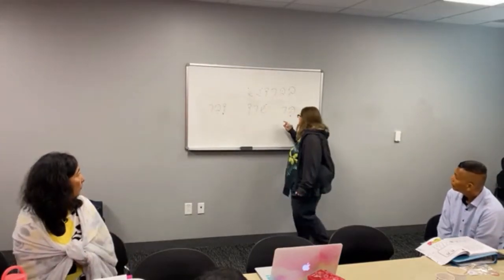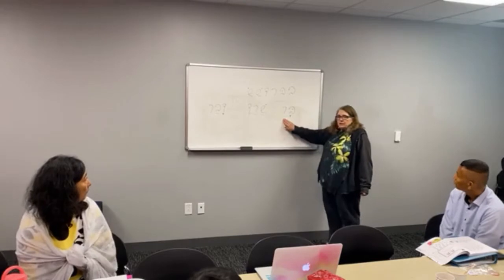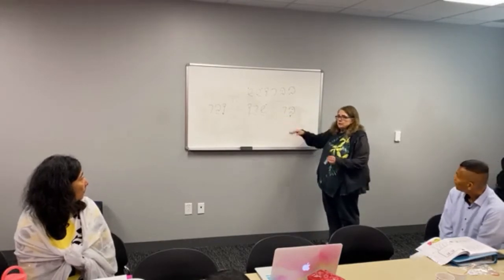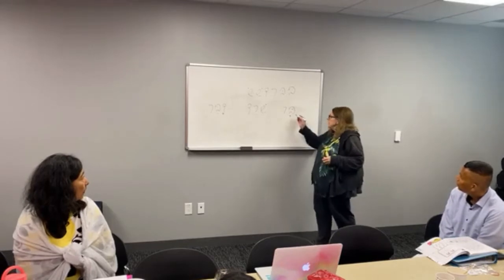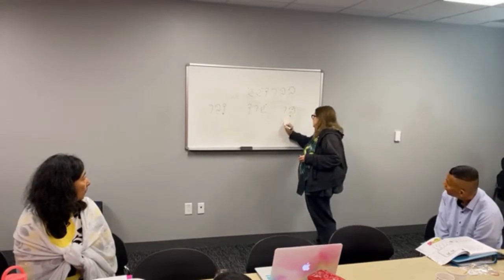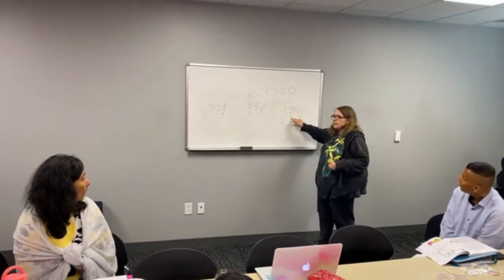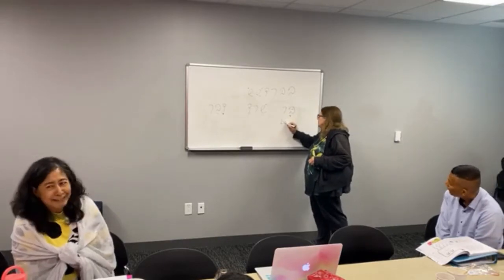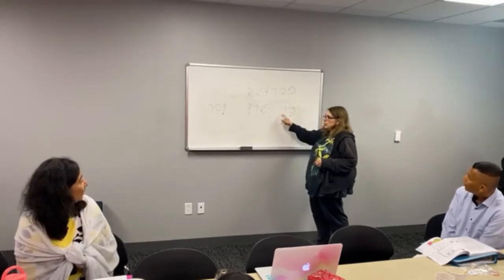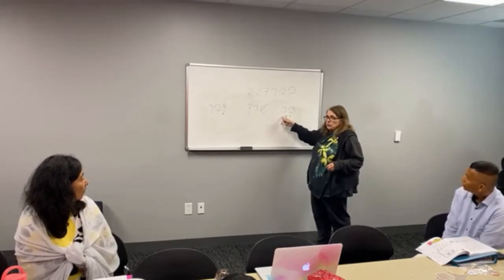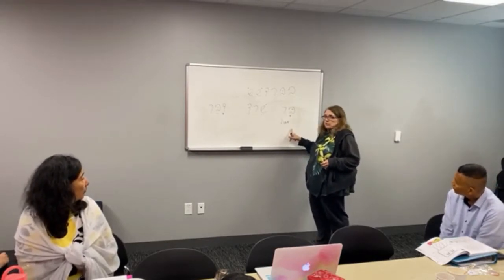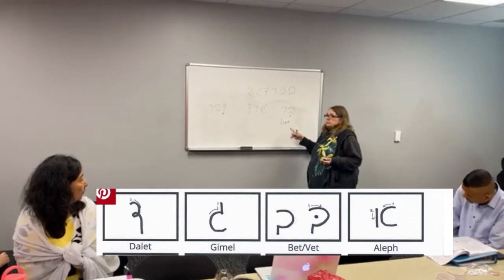So can you see this? Bar. So the first letter is bet, B. Kamatz says ah. And then a resh. There is no vowel underneath the resh, so that's where it stops. So it's just bar. Okay?